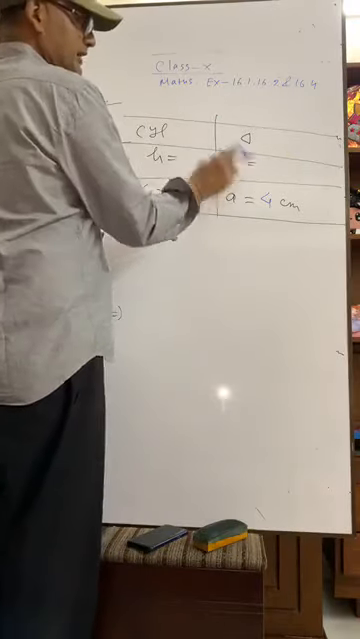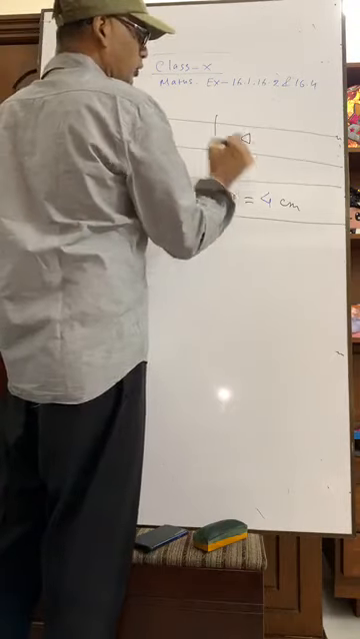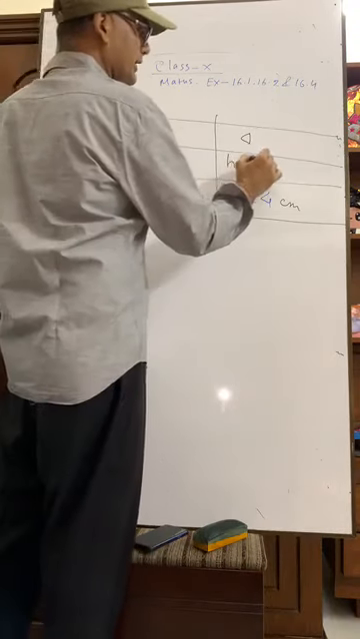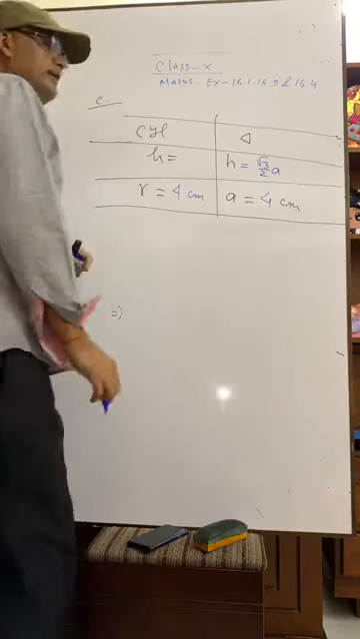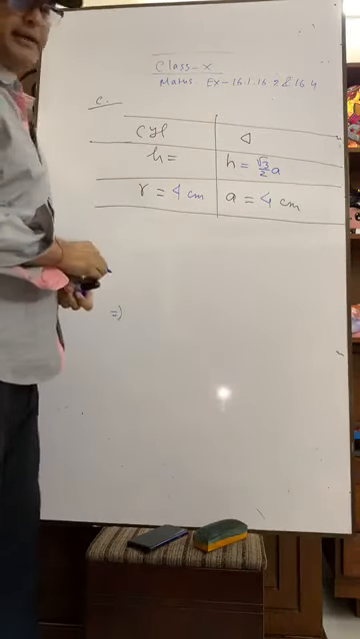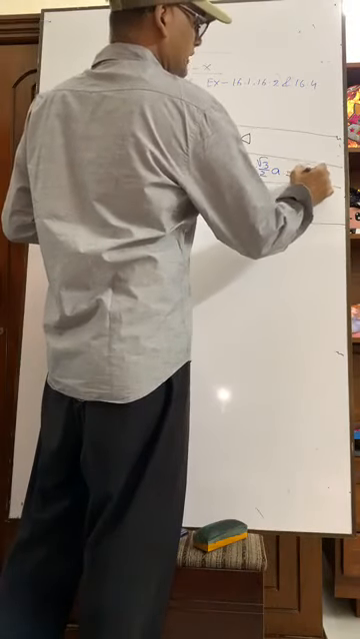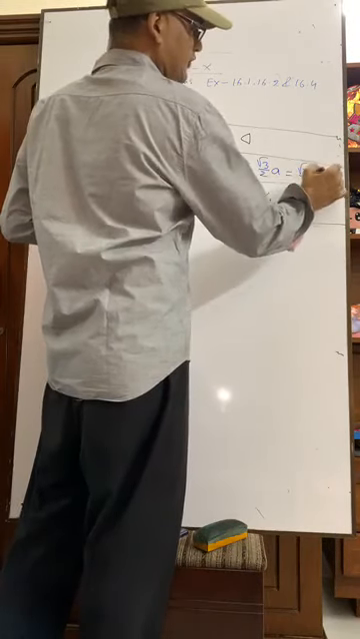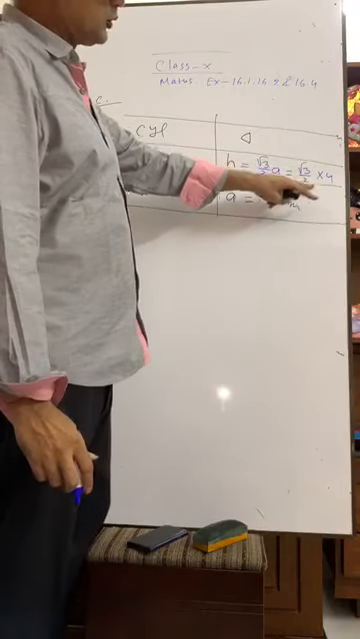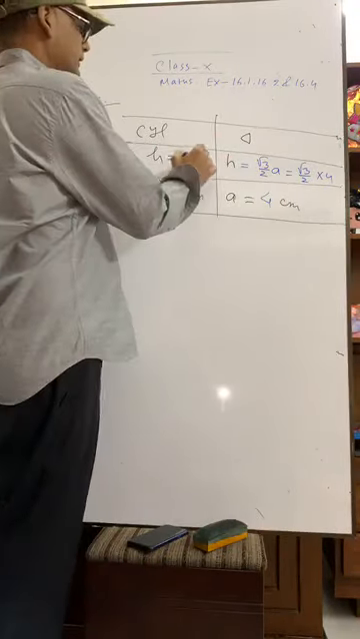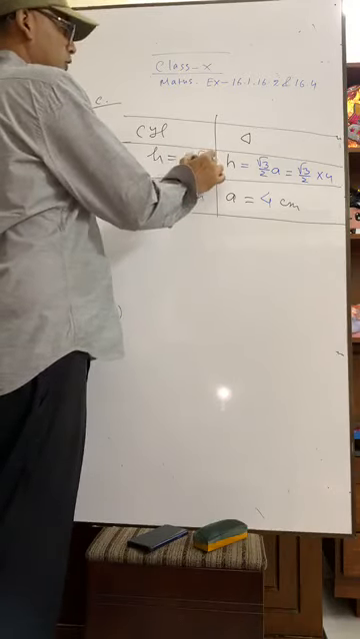We don't know its height. Its height equals what? What is the formula? One day I showed you root 3 by 2 a. That means root 3 by 2, and a means 4. So if we calculate, that is 2 root 3.